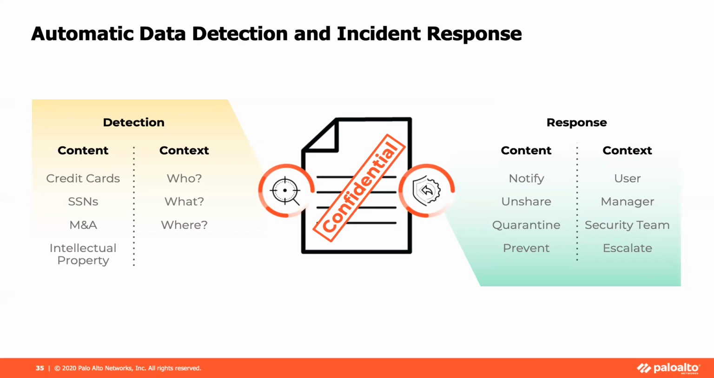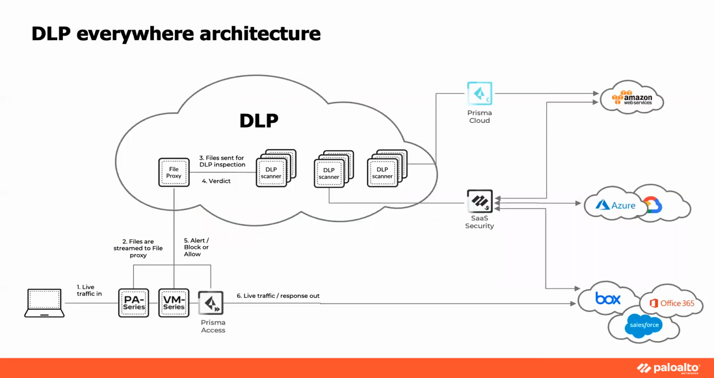Then within our responses, again, we can look at who we need to notify, whether we need to unshare or quarantine this information, prevent access to this information, who's the user or the group or the team that's doing this. Does this information need to be escalated? Things such as that for the responses. And the idea is to simplify and automate this process, so someone doesn't have to comb through the logs and do this everywhere, do this themselves.